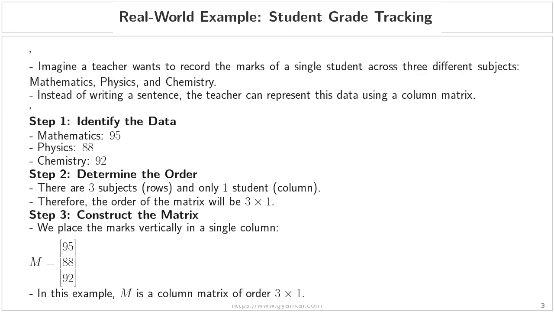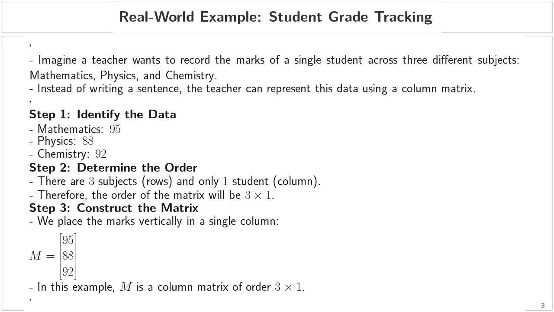Finally, in step 3, we construct the matrix. We place the marks vertically in a single column. We will name this matrix M. Inside the matrix brackets, we list the values 95, 88, and 92 stacked one on top of the other. In this example, M is a column matrix of order 3 by 1. By organizing the data this way, we have a clear, vertical representation that fits the exact definition of a column matrix. In the next slide, we will summarize the key takeaways to ensure you have a firm grasp of these concepts.